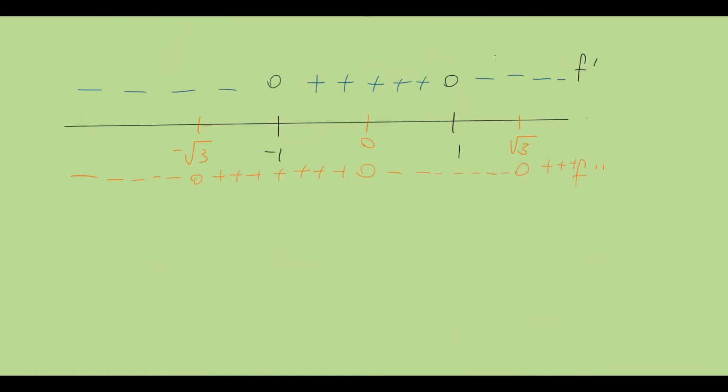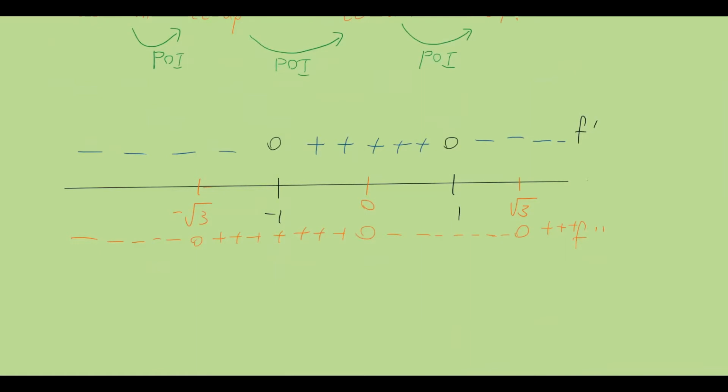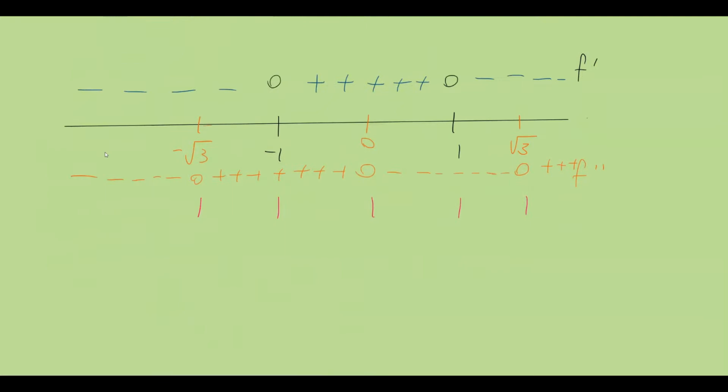Okay, so let's see how many intervals do we have, right? So I'm going to try to label this. We have 1, 2, 3, 4, 5, and 6, right? So in each interval, we're going to look at what type of graph we have. All right, so to the left of negative rad 3, it's decreasing and it's concave down, right? So we have something like this, right? Between negative rad 3 and -1, it's decreasing concave up, right? So it'll look like this.